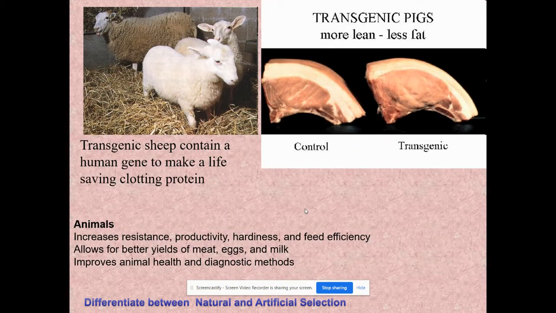We have transgenic sheep that contain the human gene. We can put something in them that can create a life-saving clotting protein. So animals increase resistance, productivity, hardiness, feed efficiency. Most of our crops today have been artificially selected in one form or another, even before genetics. Our meats, our cows, our chickens, our pigs, all artificially selected before we had GMOs.